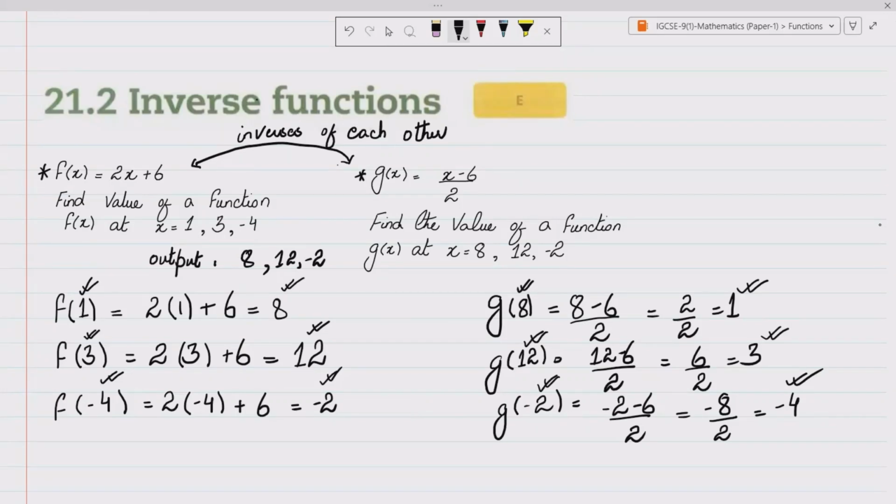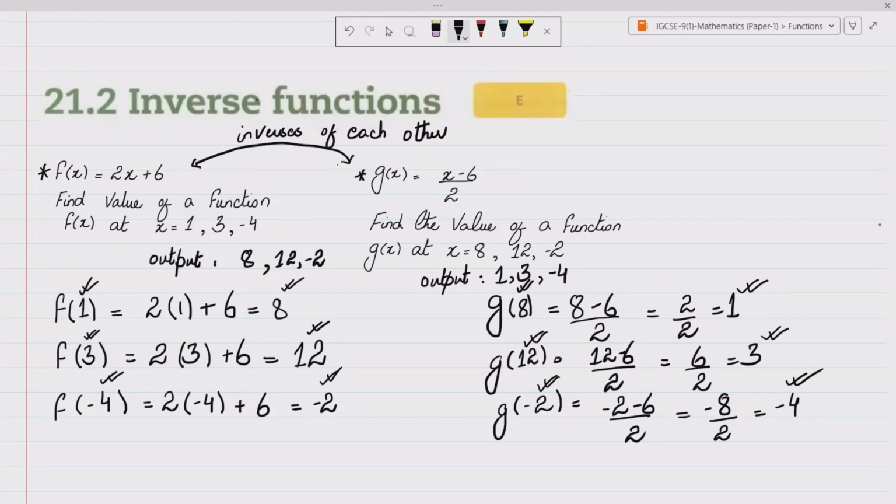So in g of x, when we put x as 8, 12, -2, we got the output 1, then 3, and then -4. It means when we input 1, 3, -4, we got output 8, 12, -2. So the output of f of x is the input of g of x, and the input of g of x is the output of f of x.